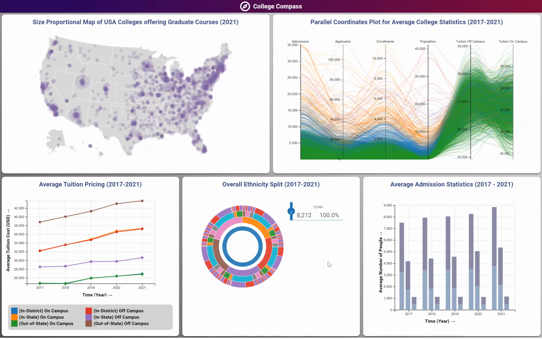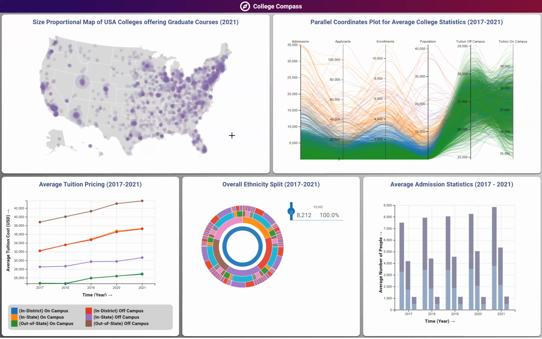On the bottom right is the average admission statistics for the last 5 years as well, where we can see a stacked bar chart explaining different aspects of the admission process, such as the number of applications, number of admissions, and the actual number of people who are enrolled at the end. And each one of those bars shows the split between men and women in that category.